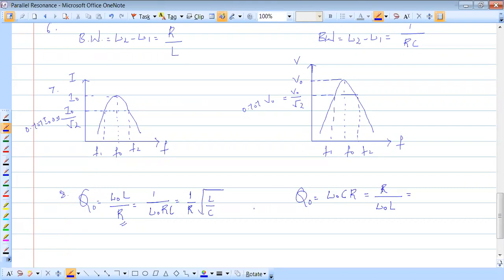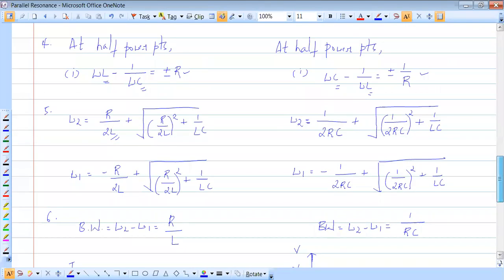Third form, what would this form look like? That would look like 1 by R becoming R in the numerator. L is there, C by that L would be C, and in the denominator you'll have L. This is how I can obtain our Q naught.